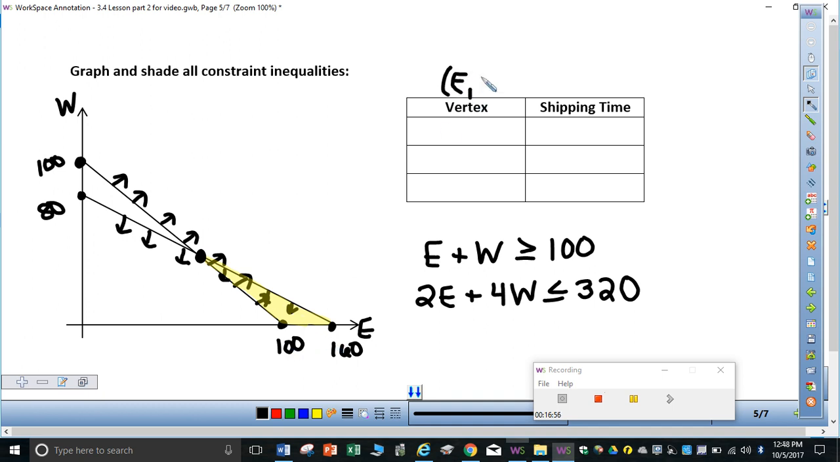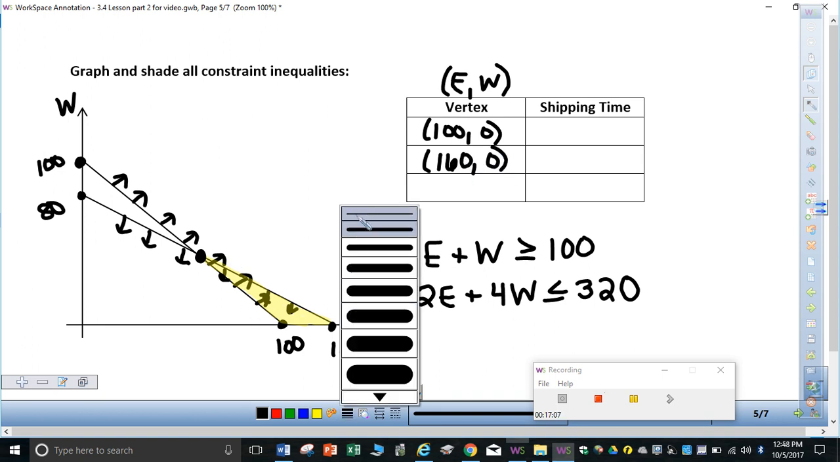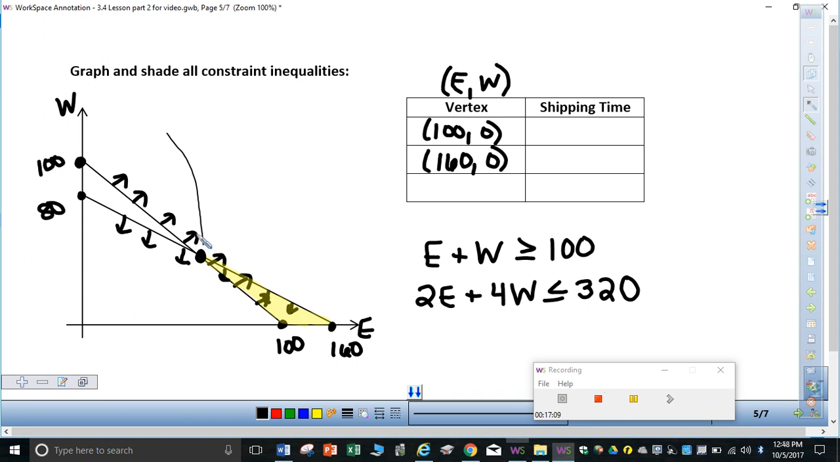When we list them out, E will come first, so like X comma Y, we'll do E comma W. The first 2 are easy to get, the intercepts 100, 0, and 160, 0. We have to solve the system of equations to get this one. It's the point of intersection between the 2 equations, E plus W equals 100, and 2E plus 4W equals 320. Those are the equations based on the constraint inequalities that made these 2 lines.